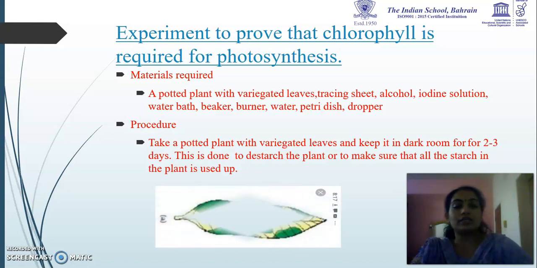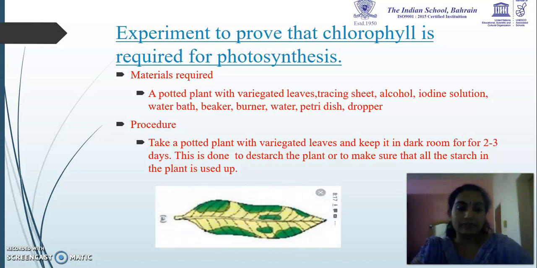So here in the picture, you can see a variegated leaf. Some parts are green where chlorophyll is present, and in the other parts, chlorophyll is not present. So this type of plant we are going to take. Now, after destarching in the dark room, we will keep it in the sunlight for 6 hours so that fresh photosynthesis will take place.